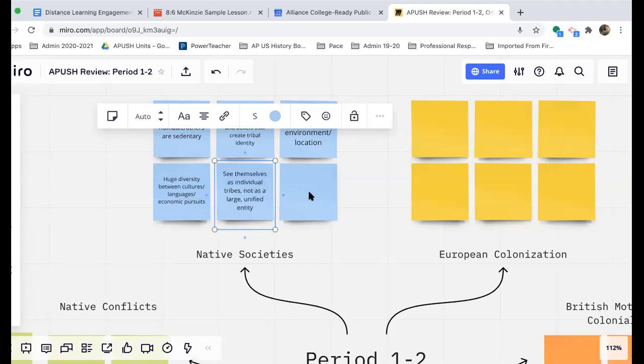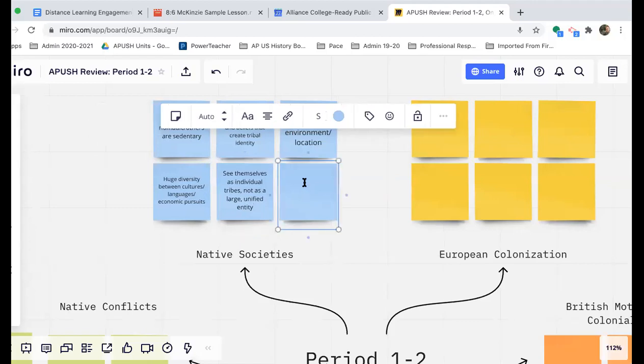Okay? Good. Why don't we add up here how they relate to Europeans? What are some examples of them relating to Europeans, either in positive ways or negative ways?